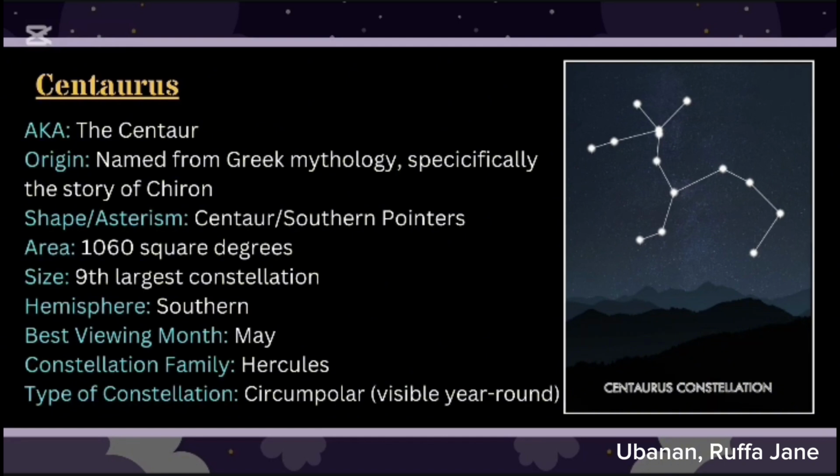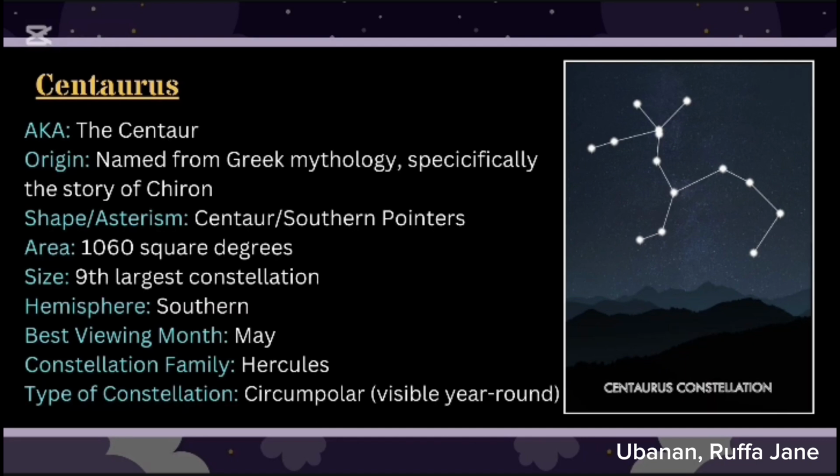The constellation has a distinctive shape that resembles a centaur with a human torso and head and a horse body. There's a prominent asterism within the constellation called the Southern Pointers, which are two bright stars that point towards the south celestial pole. Centaurus is a large constellation covering 1,060 square degrees of the sky. It's the ninth largest constellation in the sky, and it's located in the southern hemisphere.